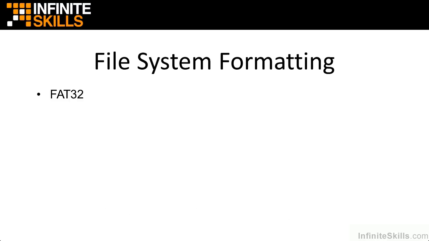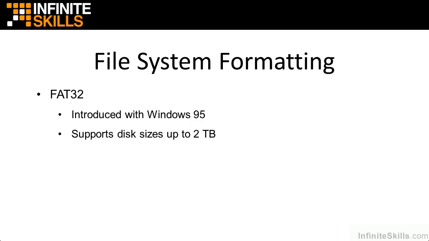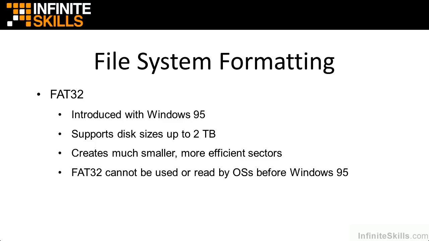file formatting system. Now FAT32 was introduced with Windows 95. This supports disk sizes up to 2 terabytes. So we got a significant jump in what we can do here. And one of the really neat things about FAT32 was it created much smaller, more efficient sectors, and it gave us access to a lot larger disks.